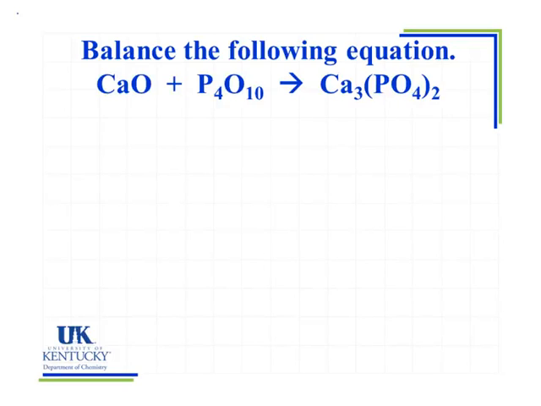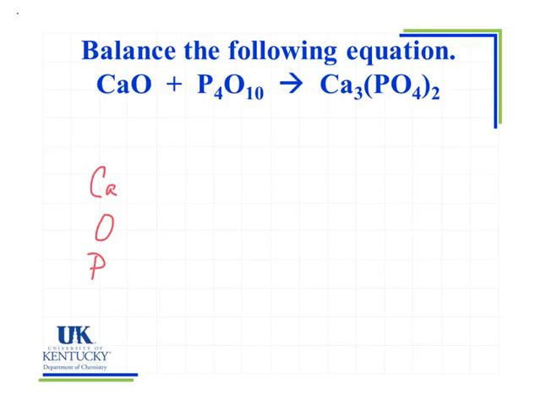So balance the following equation. We have calcium, oxygen, and phosphorus involved in this equation. And so whenever I want to balance the equation, the first thing I'm actually going to do is make a list of all the elements present so that I can then tally how many I have on the reactant side and the product side to aid me in the balancing process.